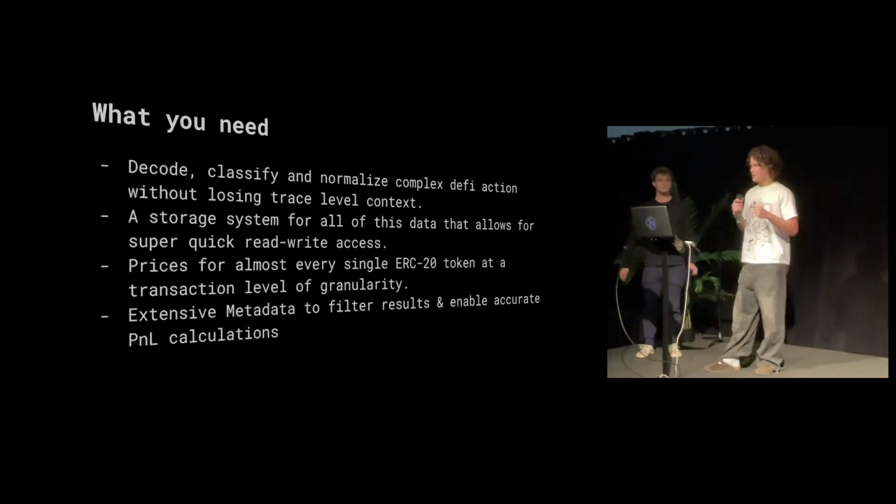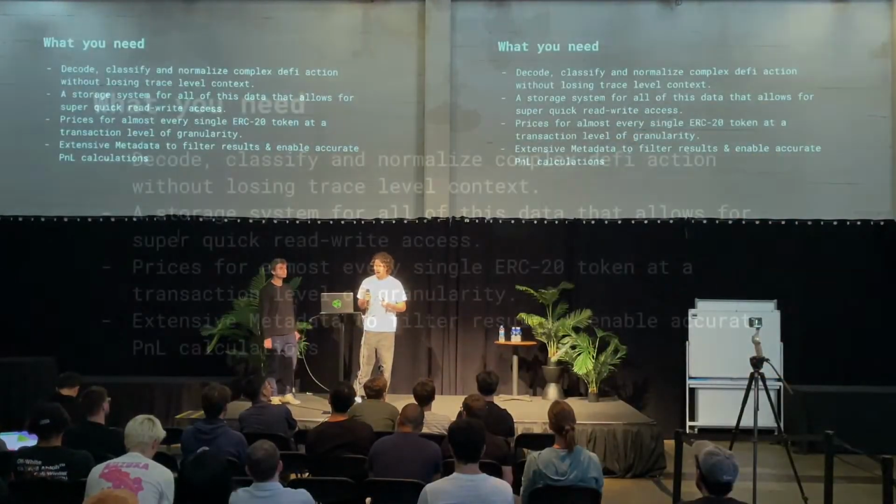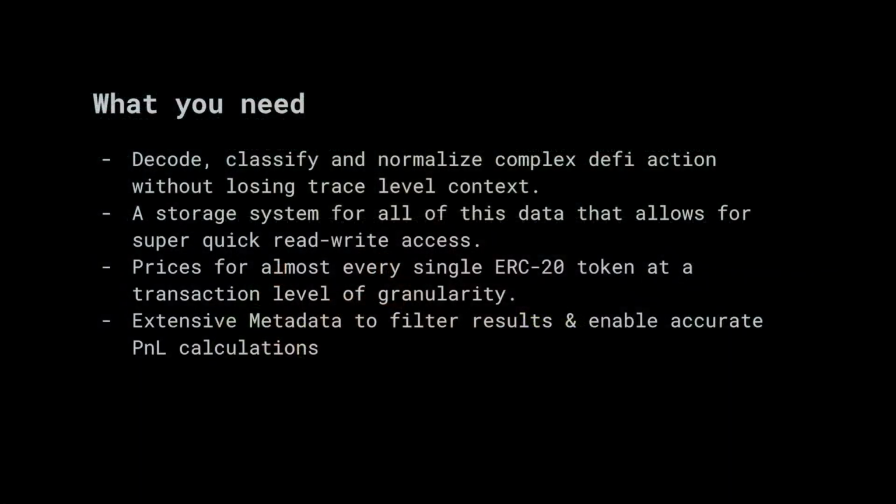So what you end up needing to be able to do this is basically akin to a feature-complete block explorer with extra steps. This is something we didn't necessarily realize in the beginning, but we kind of pushed through painfully. So you need to be able to decode and classify these complex DeFi interactions. But the very important thing here is that you have to normalize them so that you can operate on a unified type, so that when a Uniswap swap or a Curve swap happens, you don't have drastically different data representations.